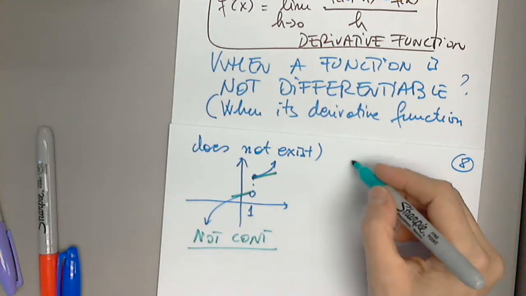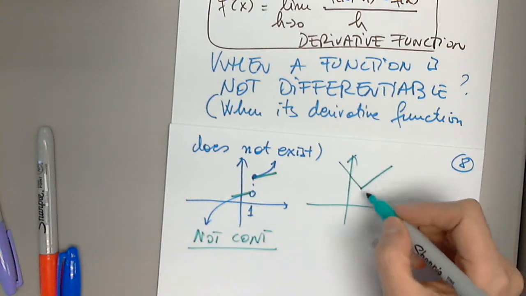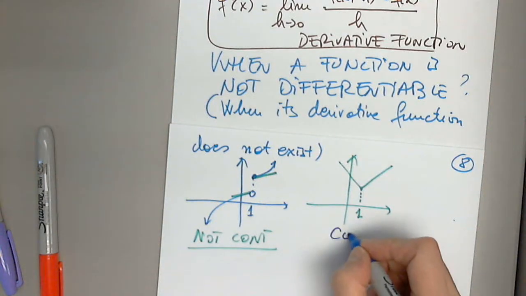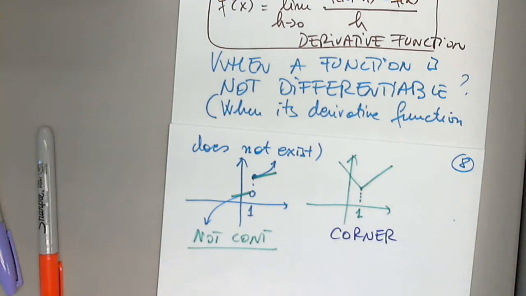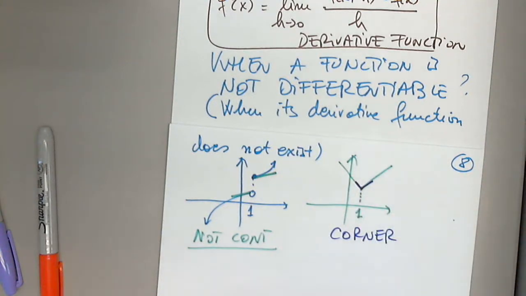Okay, here's another situation in which a function is not differentiable. At this point, I'm going to say again 1. Why is this function not differentiable here? This is called a corner. If a function has a corner, it's not differentiable at that point. Why? Because it has two tangents. One is here and one is here. Not possible. Even if it's continuous, if it has a corner, a function is not differentiable at that point.